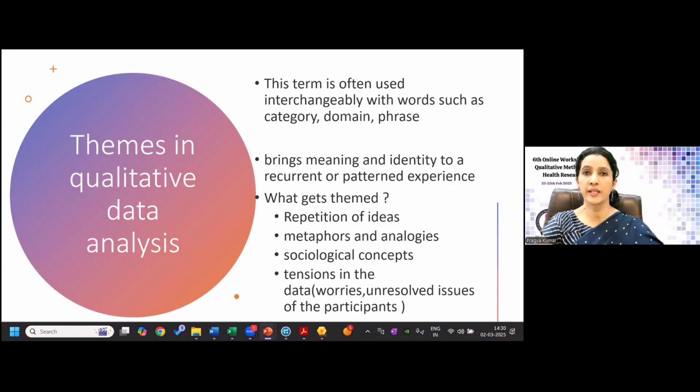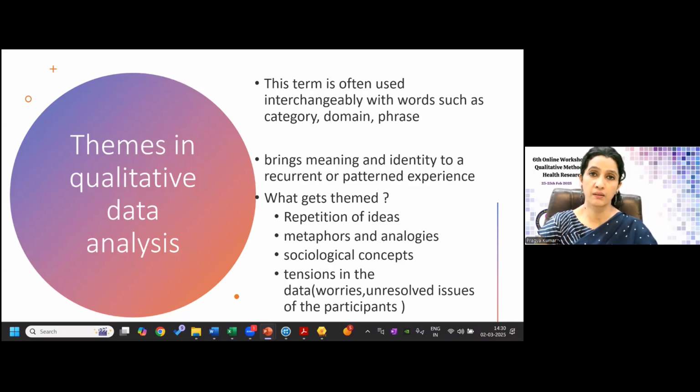Then what is a theme? Again, a theme is basically something people sometimes call a category. Some people call it a domain. Some people call it a phrase. So this term, if you see in the literature, has been widely used interchangeably with these terms. But again, what is a theme?